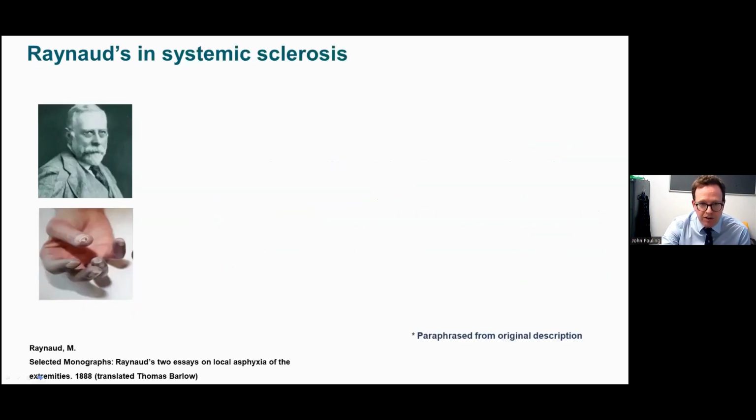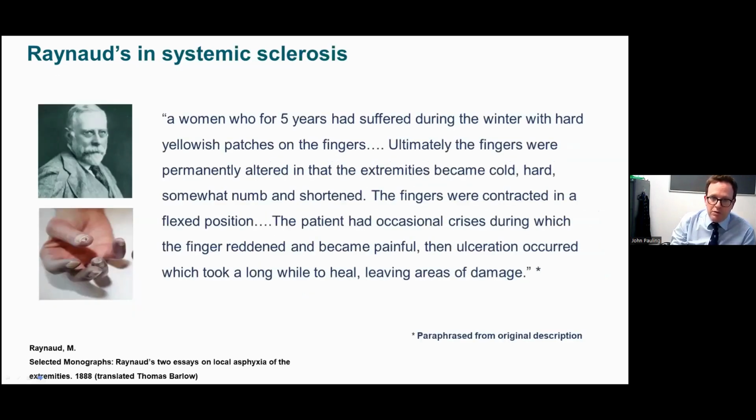Now, one of Raynaud's other cases was almost certainly a case of systemic sclerosis. And this chap, Thomas Barlow, translated Maurice Raynaud's original thesis from French into English, and he started hunting around his own hospital for cases that he felt might fit with this description. And he described a woman who for 5 years during the winter had developed hard yellowish patches on her fingers. But unlike that first case, her fingers were permanently altered in that the extremities became cold, hard to touch, numb and shortened. And the fingers were contracted in a flexed position.